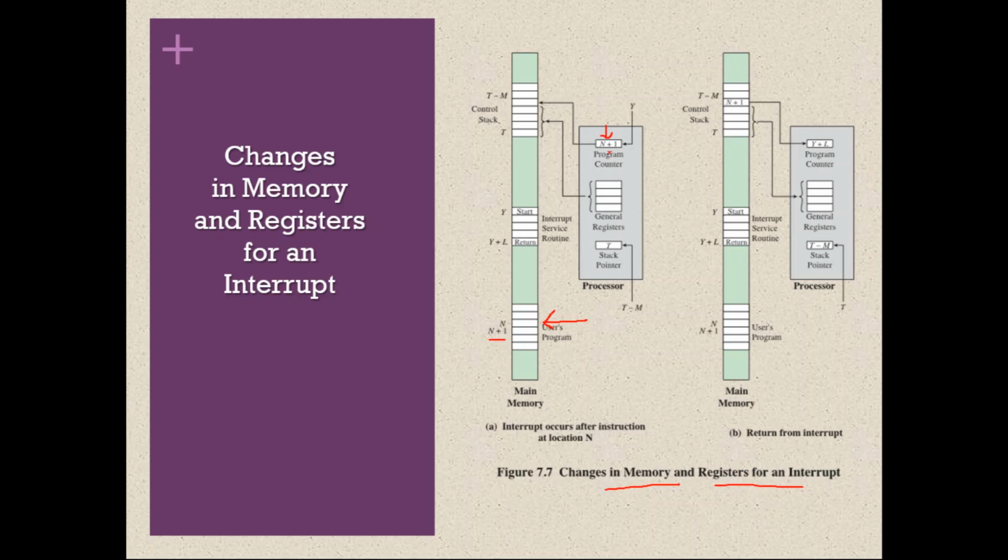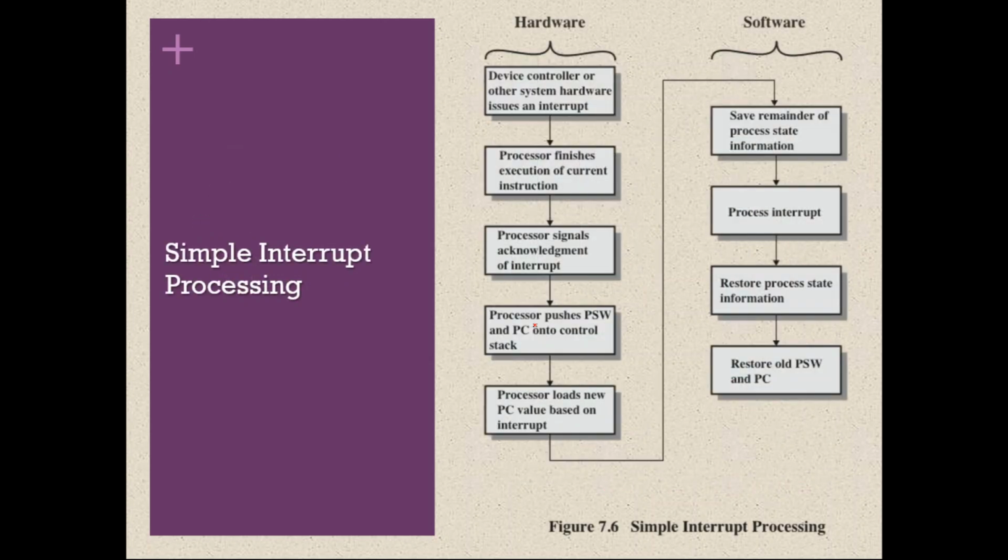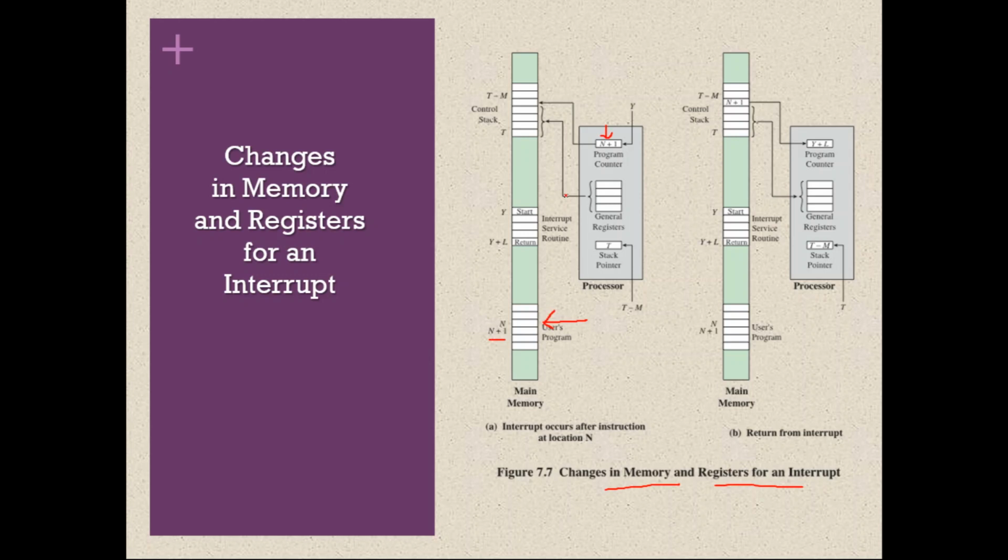But what is happening is, while executing instruction n, the CPU is receiving an interrupt. This diagram is based on that. So what should the CPU do? It should complete executing instruction n. The processor finishes execution of the current instruction, because in the middle of instruction n it is getting an interrupt, so it will finish executing instruction n, right?